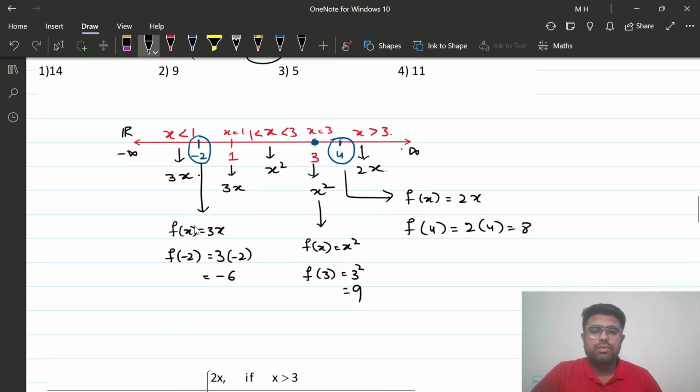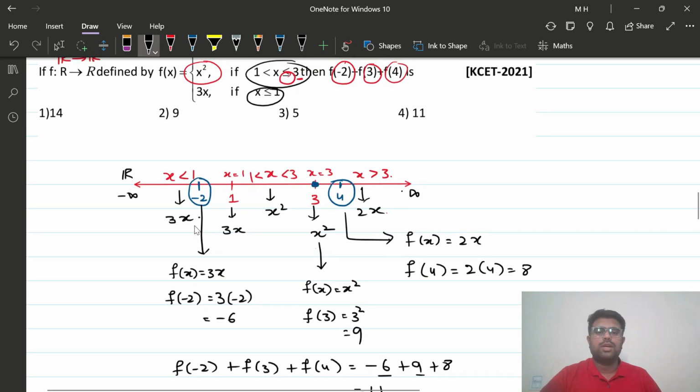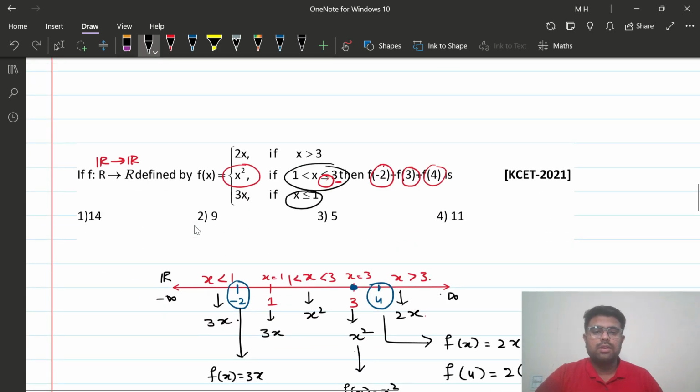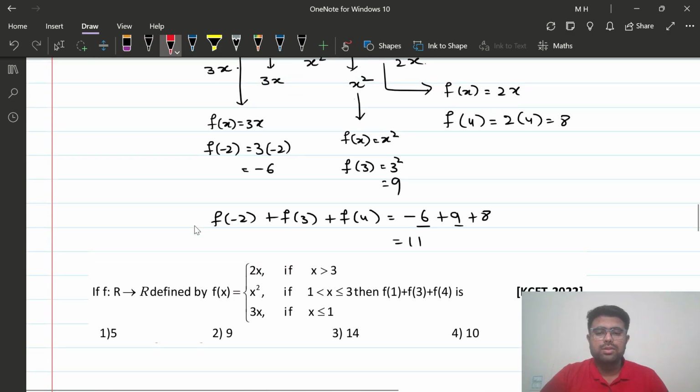So now if I have to add these, that is f of minus 2 plus f of 3 plus f of 4, this is going to be minus 6 plus 9 plus 8. Okay, so 9 minus 6 is 3, 3 plus 8 is 11. So the answer is going to be 11. It is option 4. Okay, so this is what we have.